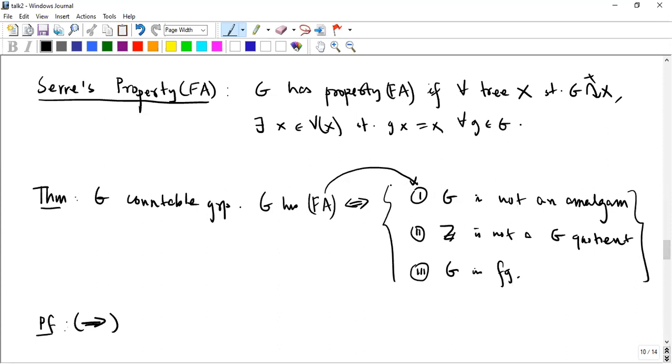So if it's an amalgam, then it acts on a tree. But it doesn't act freely, but does it have a fixed point? It shouldn't. So what do I mean by it is an amalgam? I mean, it's of the form G1 star A G2. But of course, then every group is an amalgam, right? Because G1, G2 can be an identity. So when I say it's an amalgam, I mean that it's an amalgamated product, but G1, G2 are non-trivial.